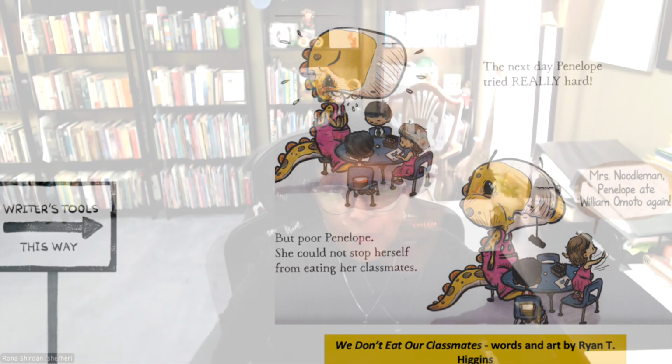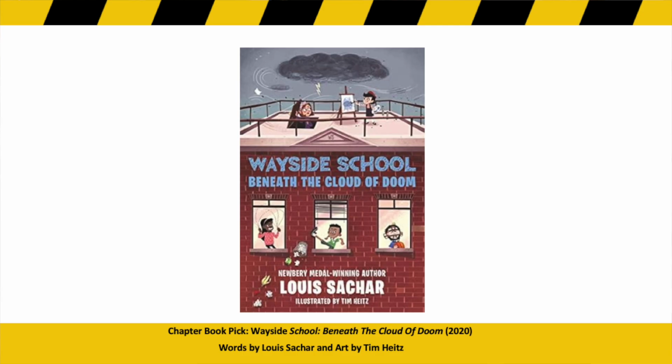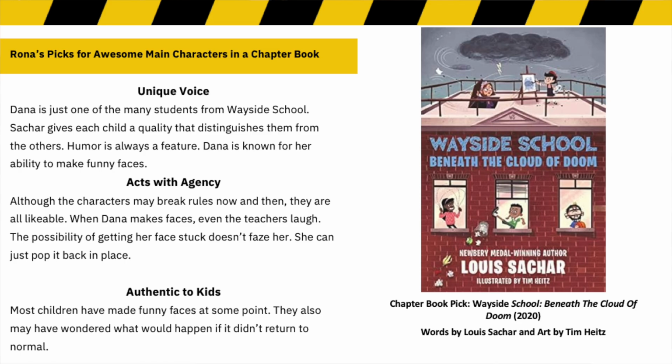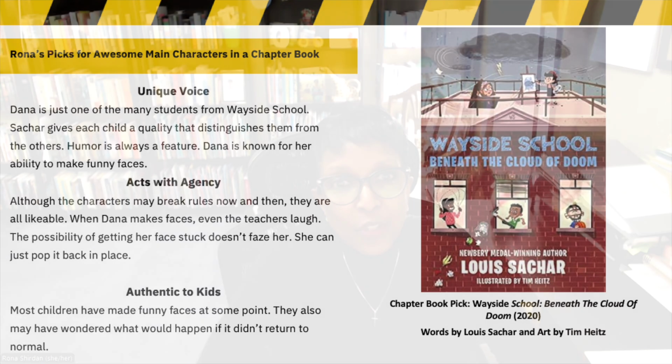Our chapter book selection is Wayside School Beneath the Cloud of Doom, written by Louis Sachar and illustrated by Tim Heitz. In this book from the series, a cloud of doom hovers over the school, and seems to control the behavior of the students. The unique voice is evident in the quirky character names, behaviors, and bizarre situations. There is humorous dialogue throughout the whole book as well. Each character has a unique personality that distinguishes them from the others.